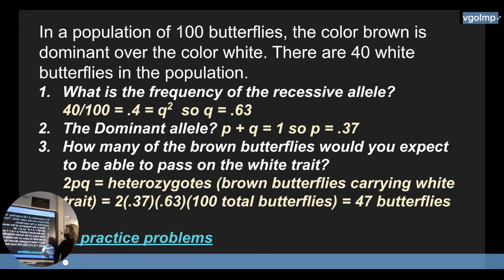Yeah. So 2PQ, these are brown butterflies carrying the white trait. 2 times 0.37 times 0.63 times I had 100 butterflies. That's what gives me the 47 butterflies.